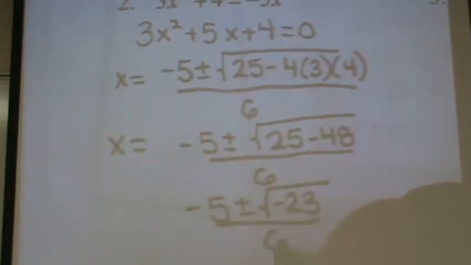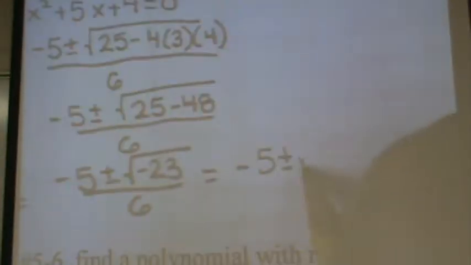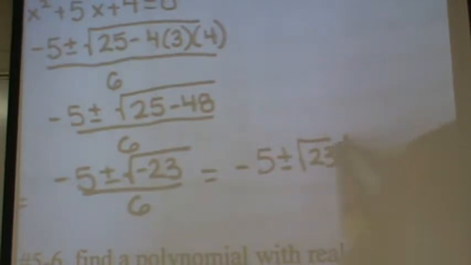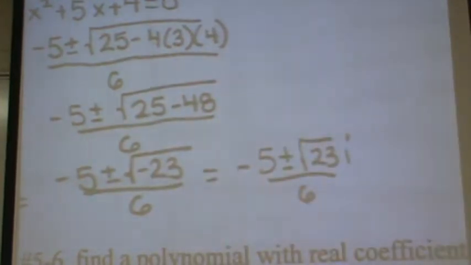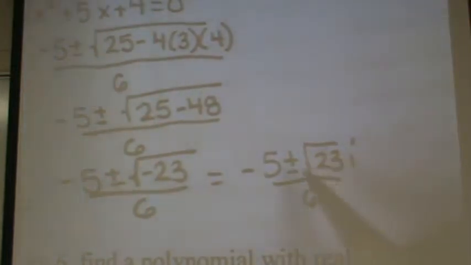And what's my better answer? Negative 5 plus or minus root 23i over 6. Questions? That's it. Those are your two answers. They're both imaginary. These are complex numbers.